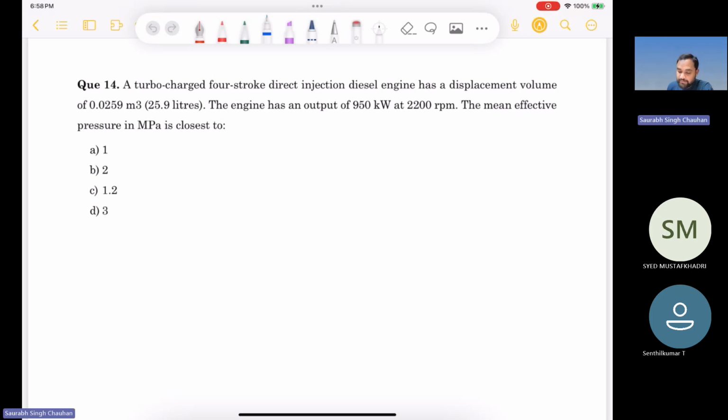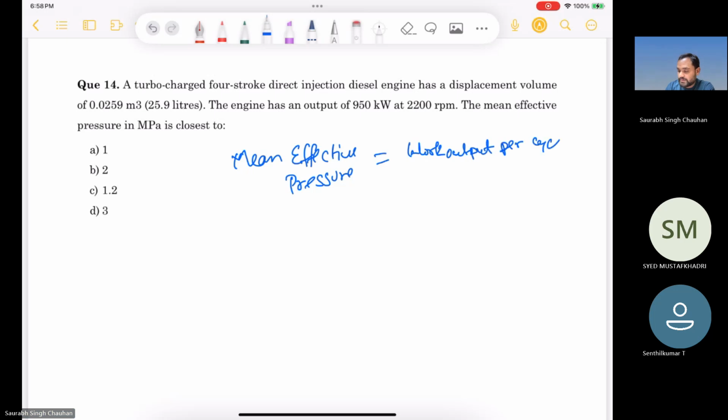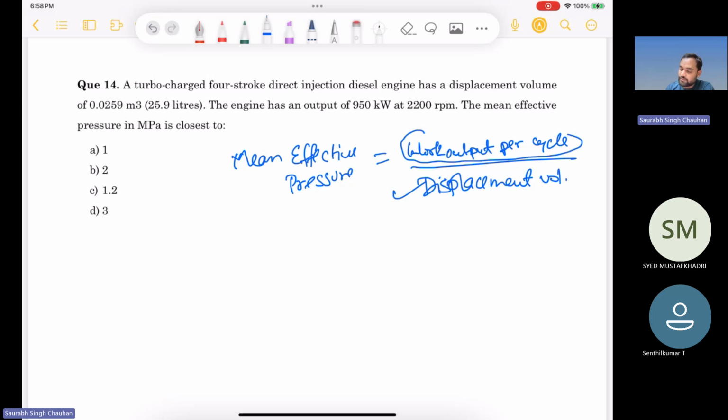So we have displacement volume, we have power output, and we have engine speed. And we have to calculate the mean effective pressure. We have studied what the mean effective pressure is. Mean effective pressure is defined as work output per cycle, right? Work output per cycle divided by displacement volume. So displacement volume is given. We need to calculate the work output per cycle. Then we will be able to find the mean effective pressure.